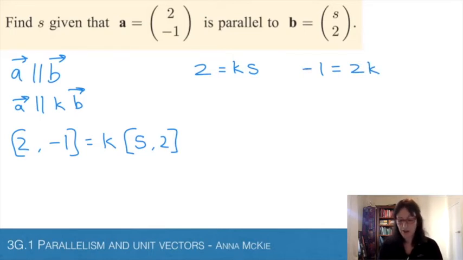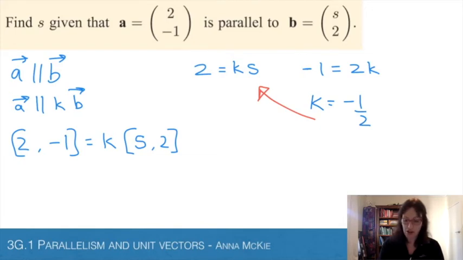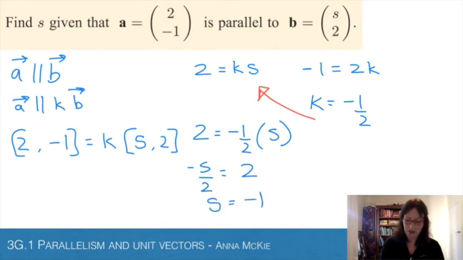Well, now this second one, that's going to help us solve for k. So solving for that, k is equal to -1/2. We can now use that back up in that equation and remove one of the unknowns. So I'm going to rewrite that out, substituting in for k, which is -1/2 times s. Tidying that up, -s over 2 is equal to 2, so s, not 5, must be equal to -4. Go back and read the question. It asks us to find s, and we've done that.